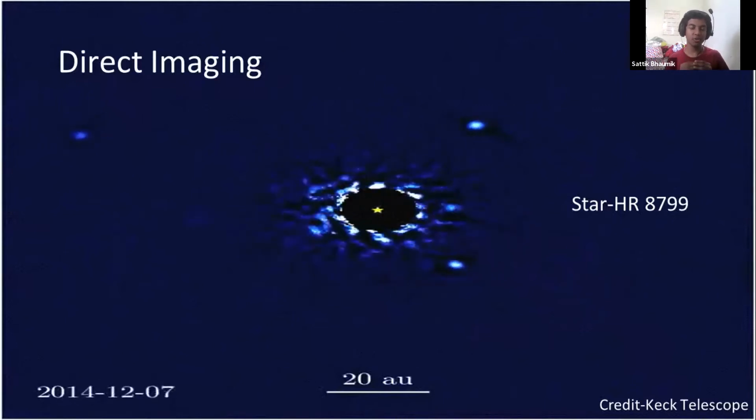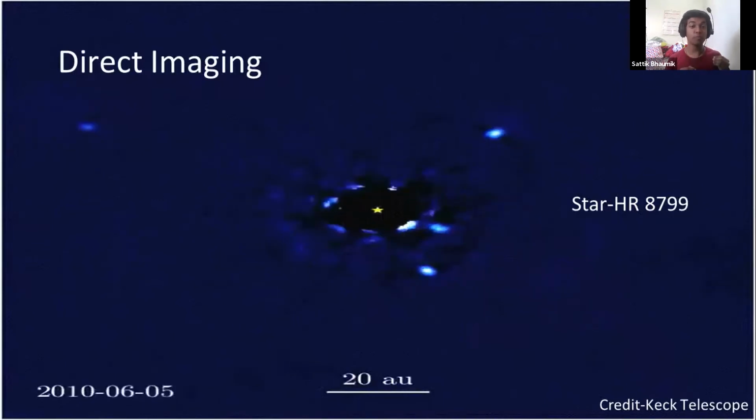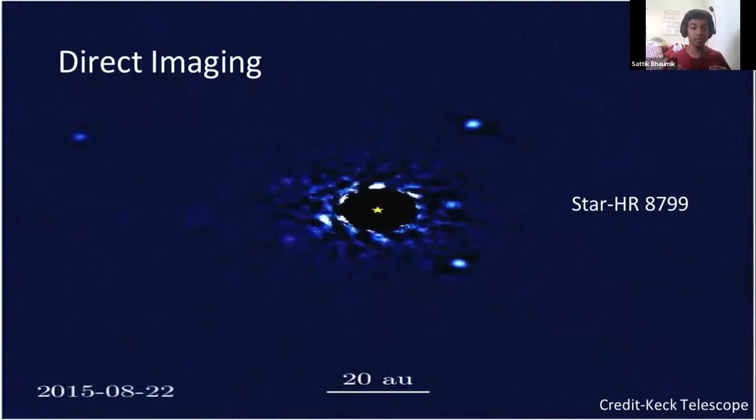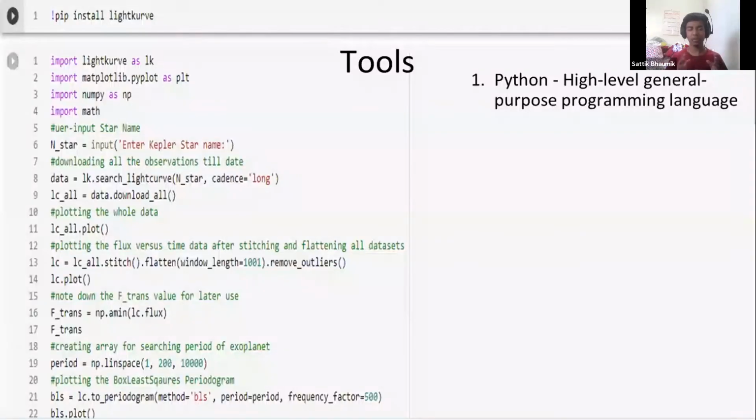But the disadvantage we have with those methods is because of technological constraints and telescope capability constraints, due to which we cannot fully use these methods to 100%. Now that we know the methods of detecting exoplanets, I'll move on with tools.